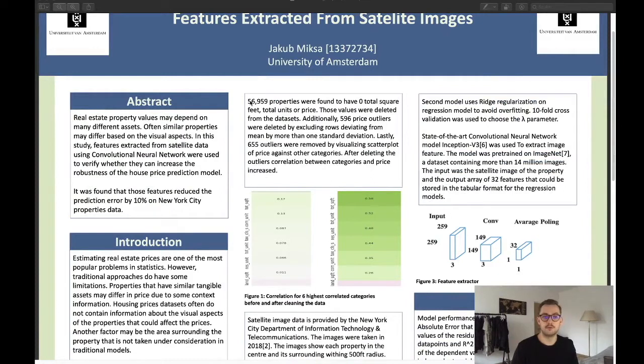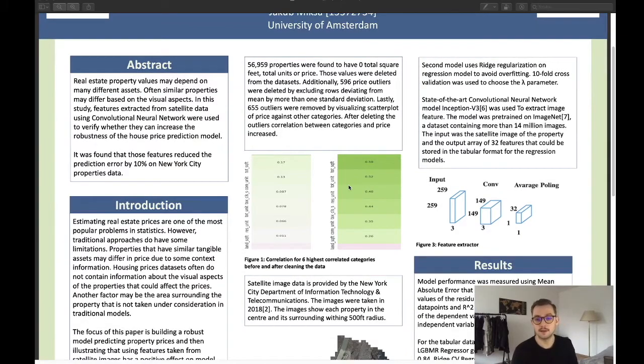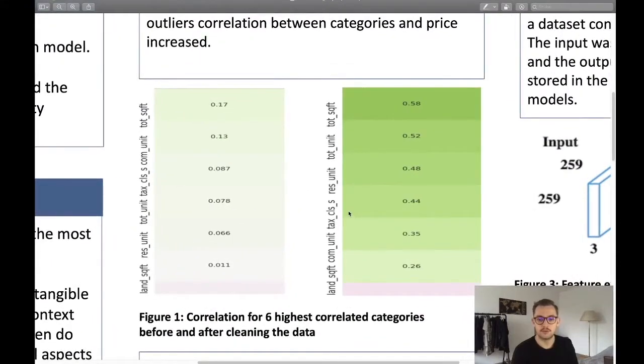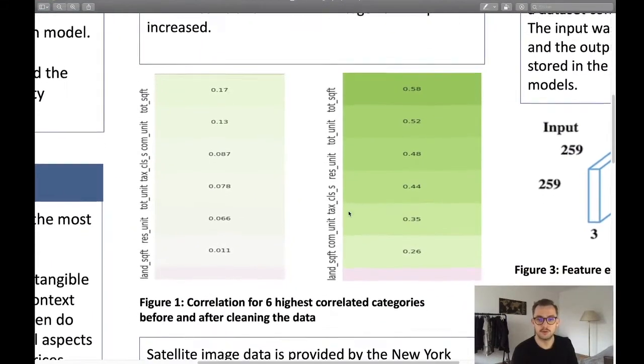Additionally, 57,000 properties were found to have 0 total square feet, total units, or price. Therefore, I decided to delete those because they may contain false information for the model. Additionally, 600 price outliers were detected by excluding rows deviating from the mean by more than one standard deviation. And lastly, by plotting scatter plots of price and other categories, I have deleted 654 more outliers. And as it can be seen, correlation for the 6 highest correlated categories had increased significantly.